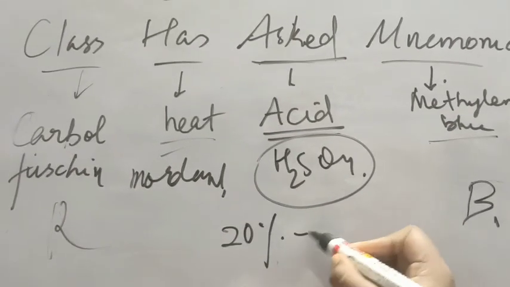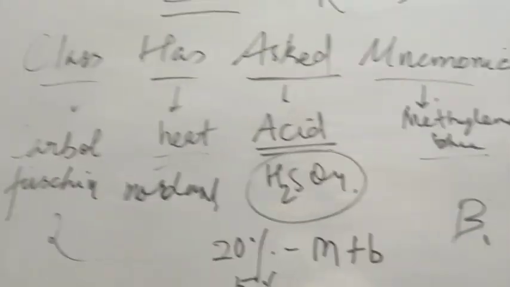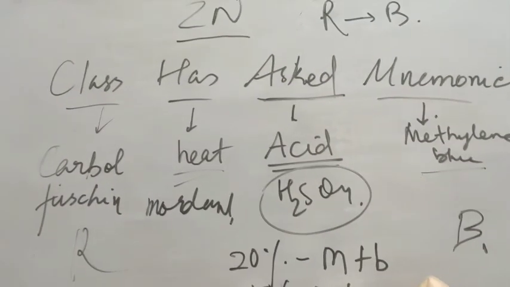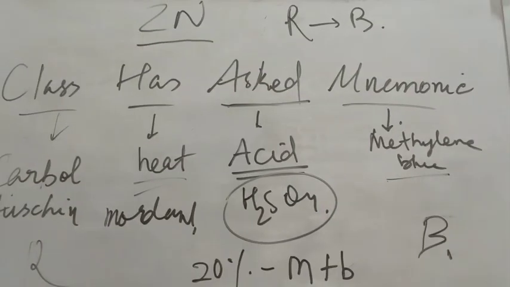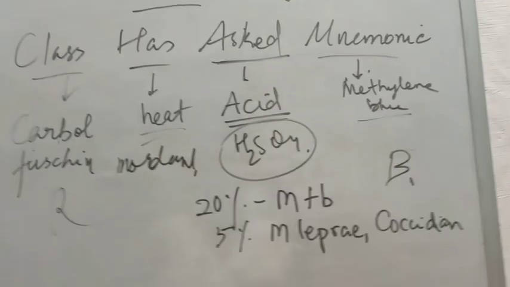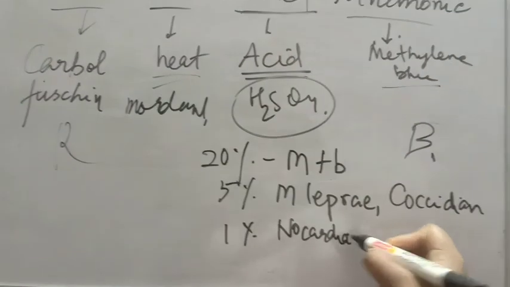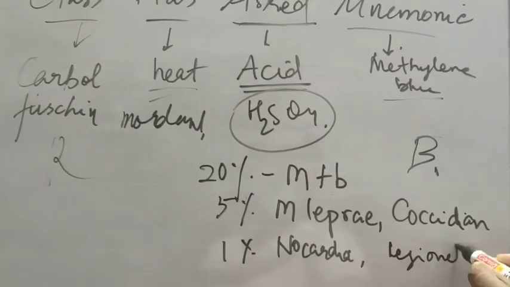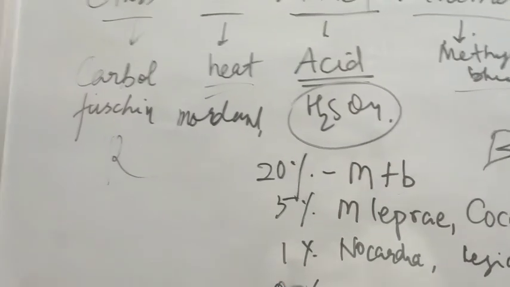So 20% H2SO4, we use it for the typical one which we test, Mycobacterium tuberculosis. Then 5% will be Mycobacterium leprae, that is leprosy, and coccidian parasites. So what are coccidian parasites? You remember Cryptosporidium, Isospora, Cyclospora? So that is coccidian parasite. 1% is what? Nocardia and Legionella. 1%. Then again you come less, 0.5%.